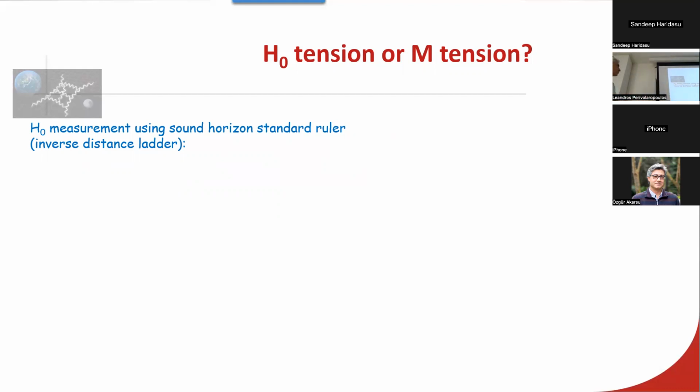Next question is the following. What if the problem is at late time? I mean, okay, we said we can change the Hubble expansion rate, we can change the sound horizon scale to make H0 from the CMB to be consistent with the local scale. What if there was a problem locally? Now, let's assume, therefore, that in fact the CMB is correct.